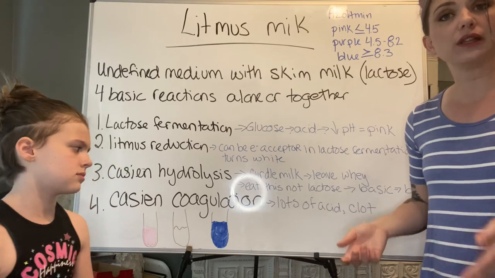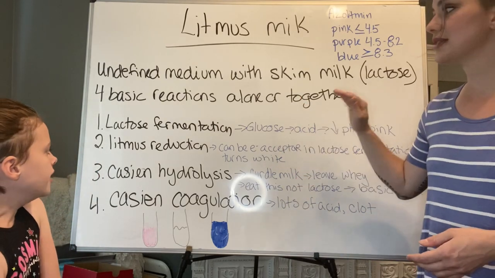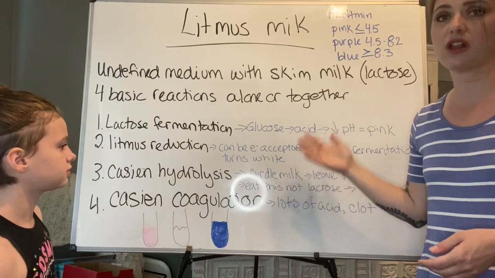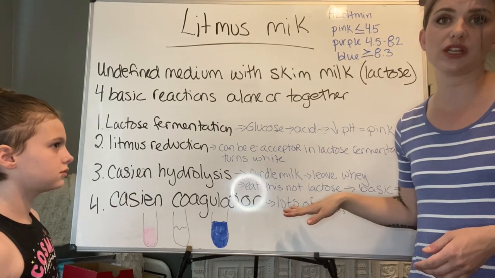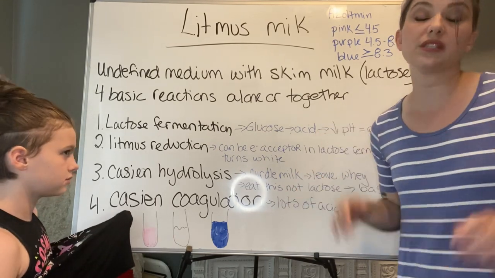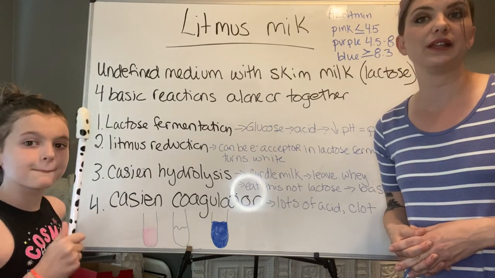So to review the litmus milk reaction, there are four main reactions: lactose fermentation, litmus reduction, casein hydrolysis, and casein coagulation. And these can happen by themselves or together. We'll post the results for the litmus milk broth a little bit later this week.